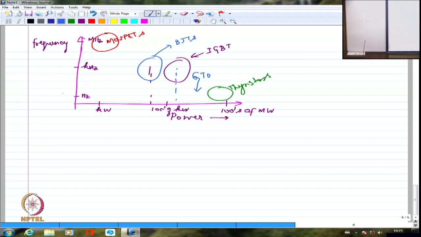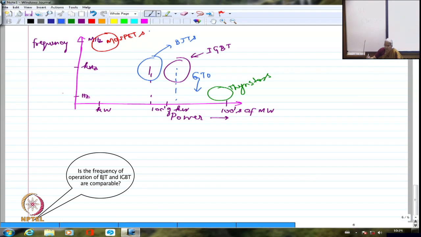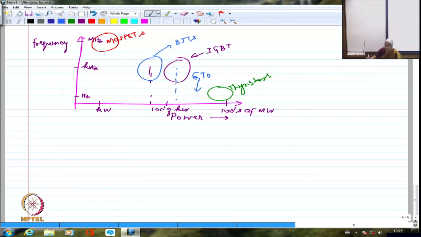To be specific in terms of applications, yeah, MOSFETs are almost similar. Frequencies are almost similar, but power levels are a little lower. Almost similar frequency.